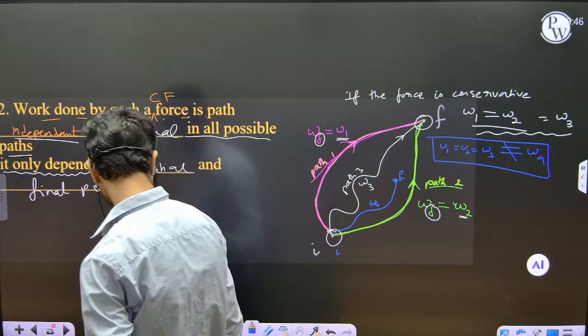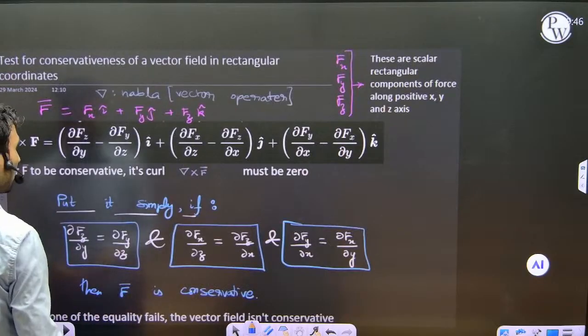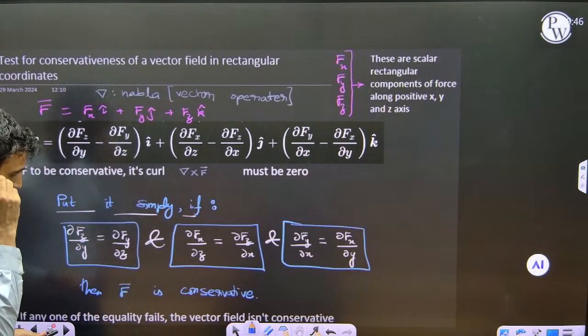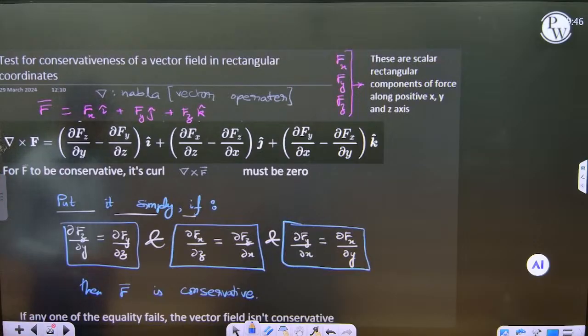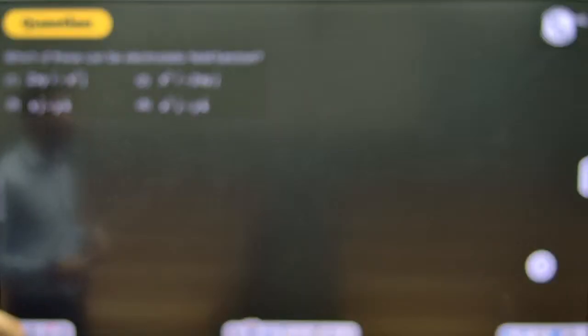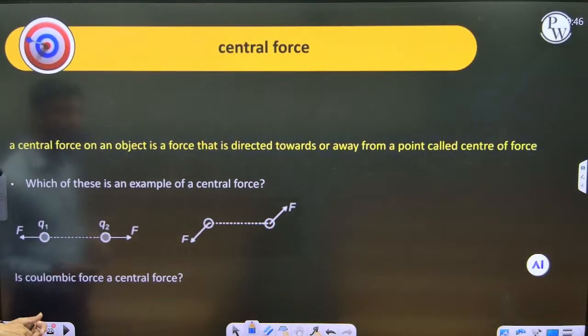So let's go ahead now. This is a lot of math to decide if a force is conservative or not. You don't need it as of now. Okay, now let us see what the central force is.